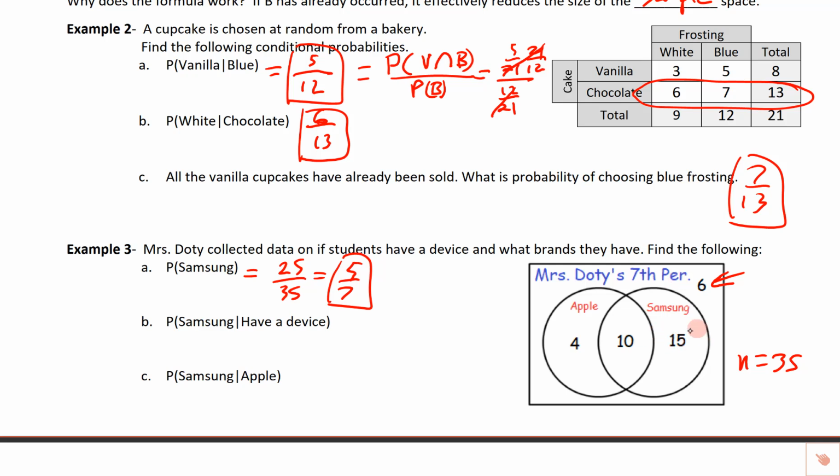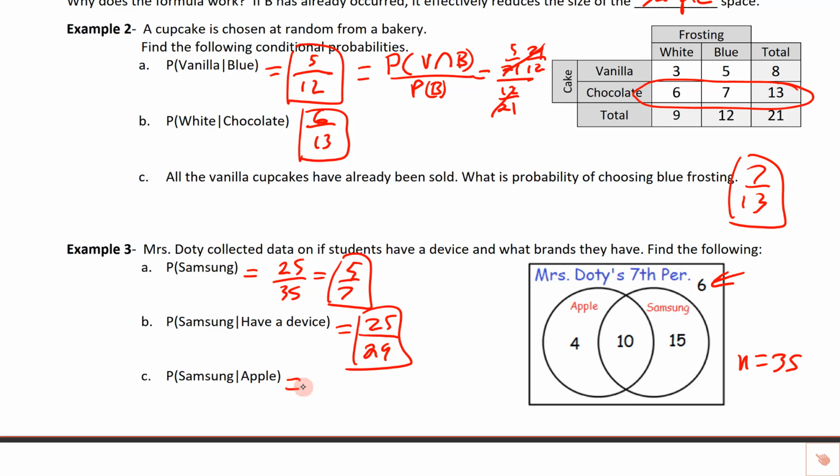Okay, so they have a device, so that limits the sample space. It's not out of 35, it's out of the people who have a device. So it's the ones that have Samsung and have a device. There are 25 that have Samsung and 29 that have a device. So there's our answer on that one. So again, it's effectively reducing the size of the sample space.